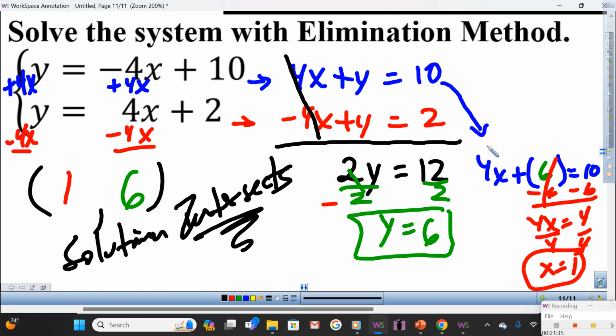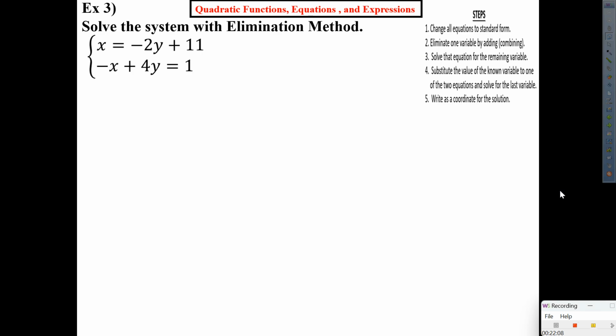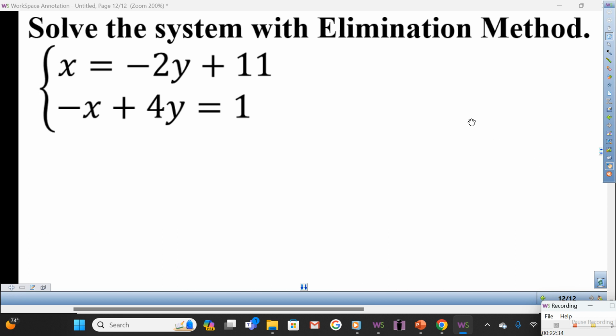Send me your work, please. Copy this next one, example 3. System: x equals negative 2y plus 11, and negative x plus 4y equals 1.